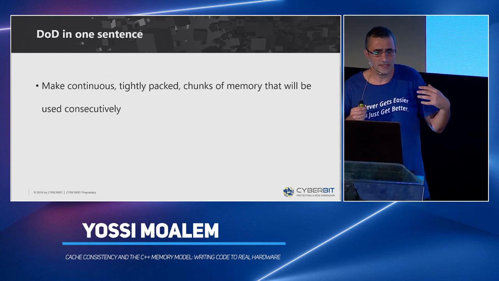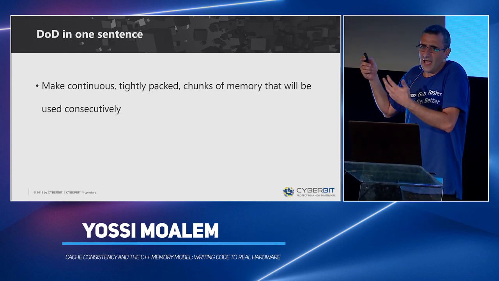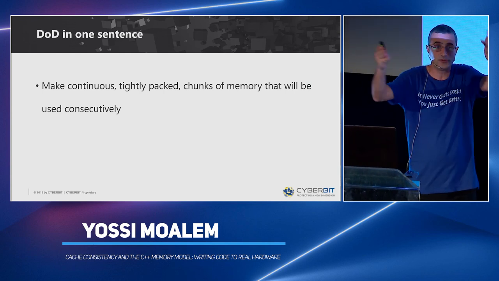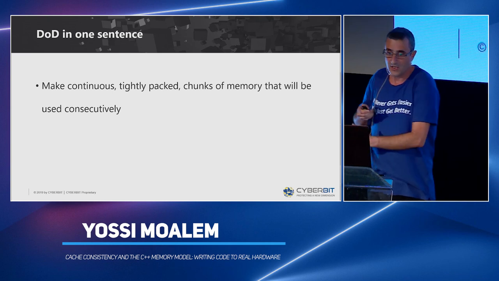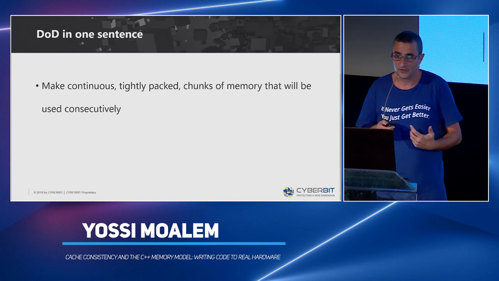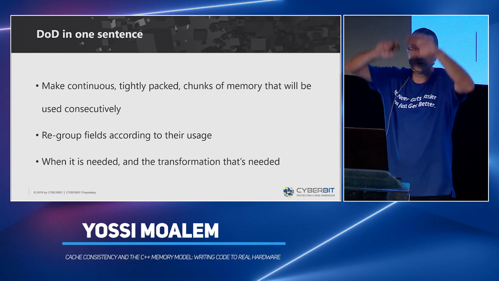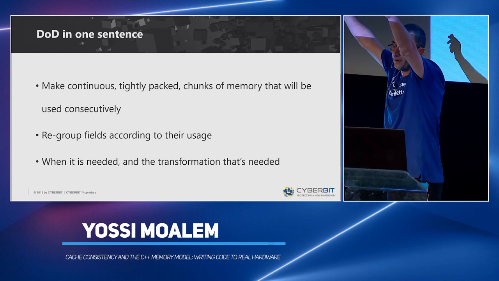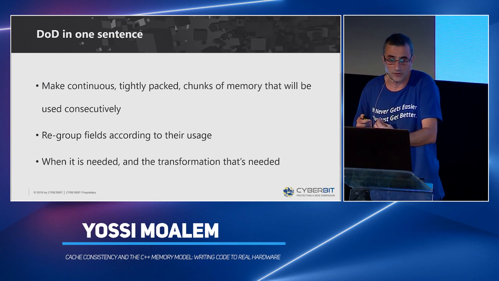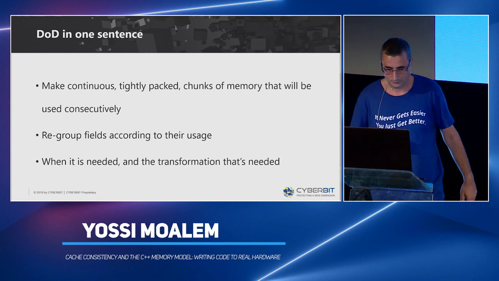So data-oriented design, in one sentence, basically means that any program that we write is just meant to take data from one representation, do some modification, and transfer it to another. So we really want to make contiguous, tightly packed chunks of memory that we will use consecutively. So we'll regroup the data fields not according to the abstraction. It doesn't matter that it's all a car. We'll group it according to its use, according to its needs, according to the transformation that we're going to do on it.